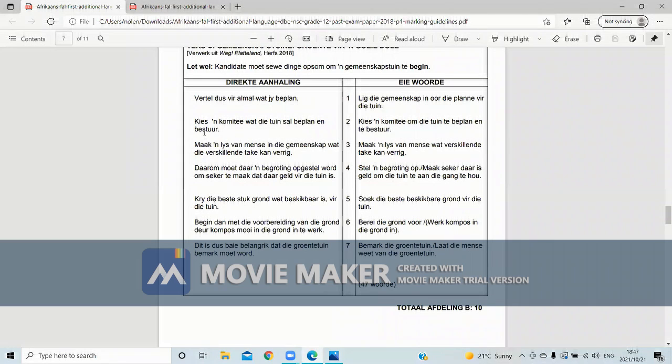Okay, and then the next example says kies 'n komitee wat die tuin sal beplan en bestuur. So this means choose a committee that will plan and manage the garden. Kies 'n komitee om die tuin te beplan en te bestuur. Do you see how easy that is? They just said choose a committee to plan and manage it. So it's very similar. You don't have to do your own things.